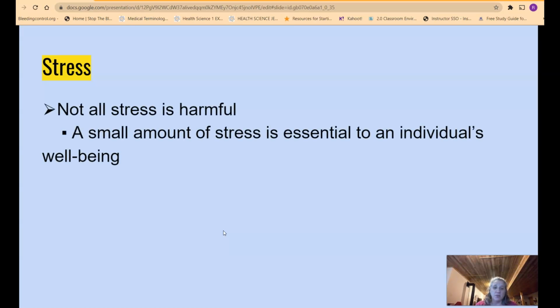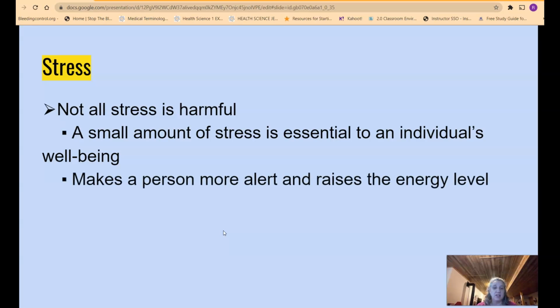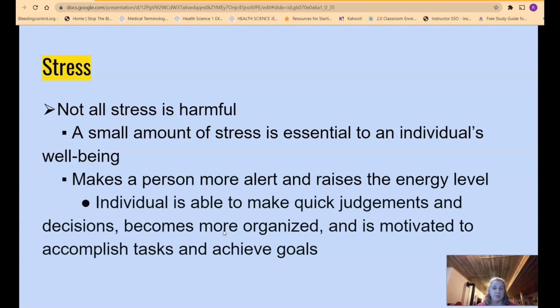Not all stress is harmful, though. A small amount of stress is essential to an individual's well-being. It makes a person more alert and raises their energy level. Individual is able to make quick judgments and decisions, becomes more organized, and is motivated to accomplish tasks and achieve goals. So how many of you maybe wait until the last minute to do a big assignment or to do homework? Do you feel like if you wait until the last minute, you're focused more to get it done and you don't waste as much time when you're trying to do it?